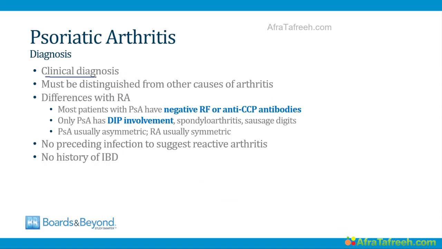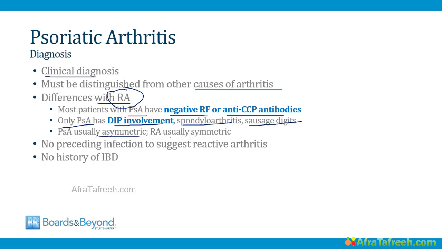Psoriatic arthritis is usually a clinical diagnosis, and the most important thing is to distinguish it from other causes of arthritis, especially rheumatoid arthritis. Some of the differences between psoriatic arthritis and rheumatoid arthritis are that psoriatic arthritis usually has a negative rheumatoid factor and negative anti-CCP antibodies. These are antibodies associated with rheumatoid arthritis. Also, we've already talked about how only PSA has DIP involvement. Also, only in PSA will you see things like spondyloarthritis or sausage digits or other features of seronegative spondyloarthritis disorders. And then, as I already mentioned, psoriatic arthritis is usually asymmetric, whereas rheumatoid arthritis is usually symmetric.